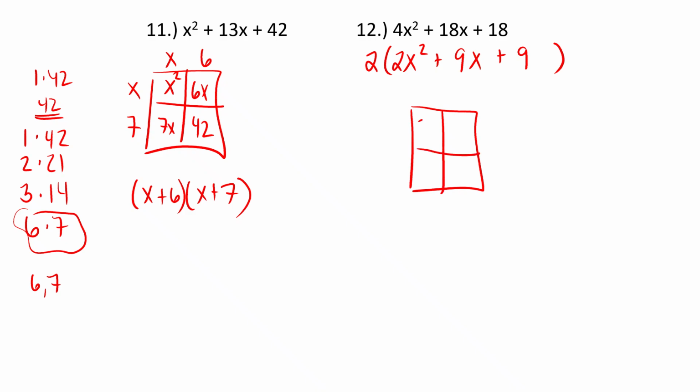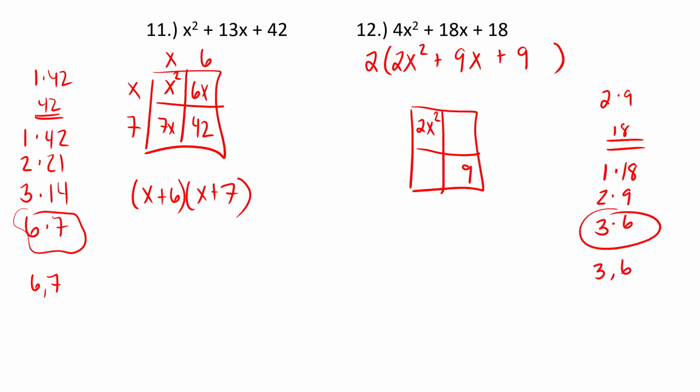We're going to put the 2x squared in the upper left, 9 in the lower right, and in our scratch work, 2 times 9 is 18, and we want 2 factors of 18 that add up to 9. 1 times 18, 2 times 9, 3 times 6, there's my pair. If they are both positive, it should work. 3 times 6 gives me 18. 3 plus 6 gives me the 9.